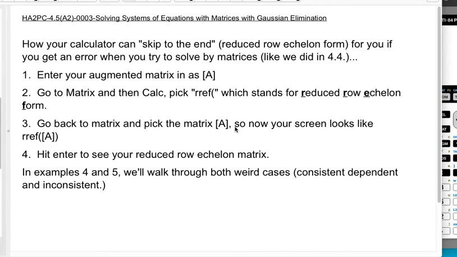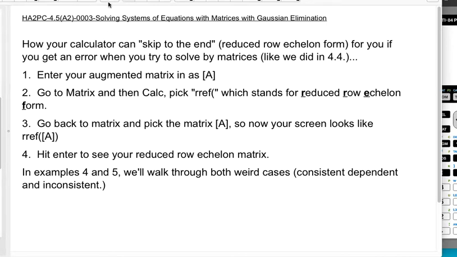So we're going to talk about how you can use a calculator to skip to the end of reduced row echelon form and give you the answer. This is particularly useful if you get into any of the weird situations where something is inconsistent, meaning it has no solution, or consistent dependent, meaning it has infinite solutions. So let's walk through this.